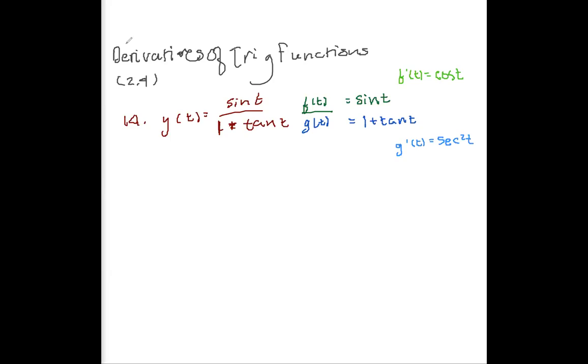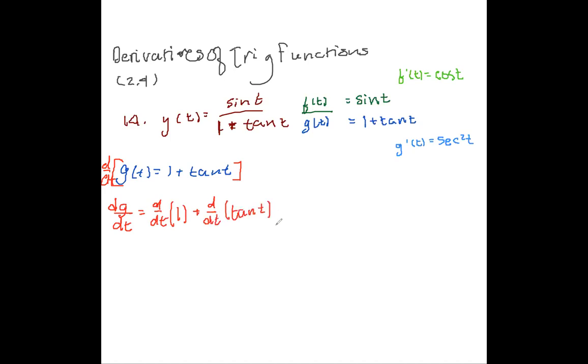Yes, so we could break this down even further. We could say g of t is equal to 1 plus tan t. And then to take the derivative, which is dt, we would then say that the derivative of g is equal to the derivative of 1 plus the derivative of tan t, right? Because derivatives are additive. So this would mean that our derivative is equal to the derivative of a constant is going to be what? Zero. Plus the derivative of tan t, which is going to be secant squared.